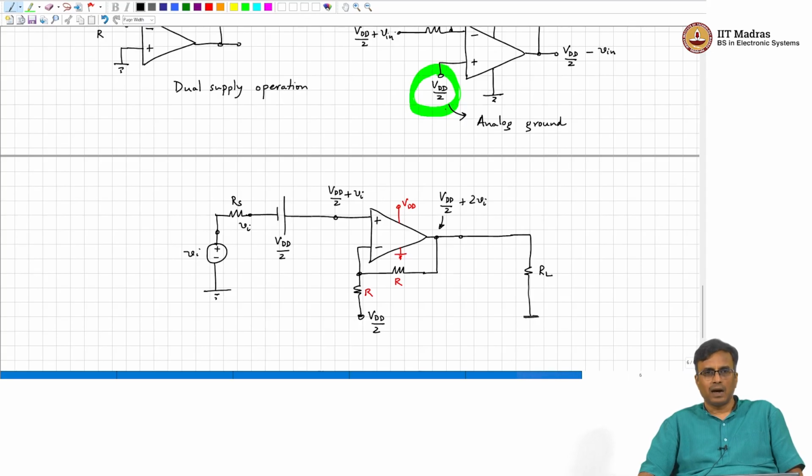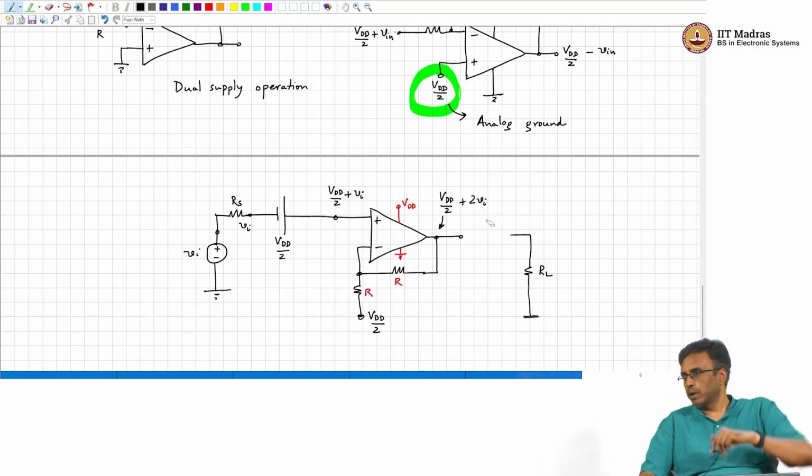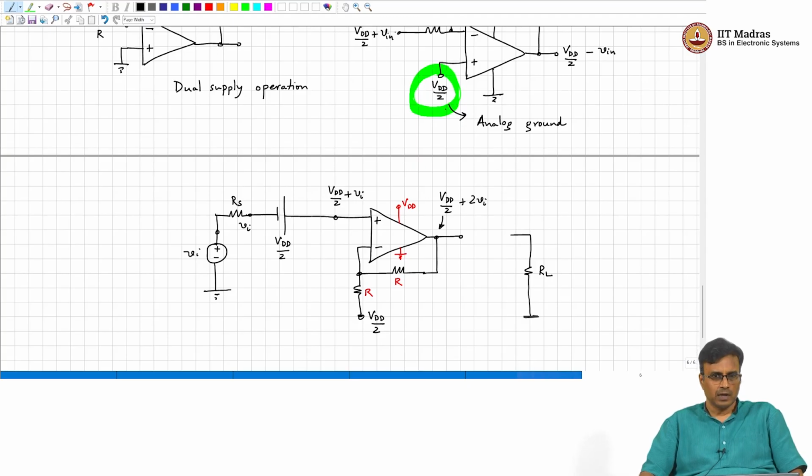VDD by 2 by RL. So, it turns out that many loads also do not like DC current flowing through them. For example, your loudspeaker has a coil wound around a magnet, and if DC current flows through the loudspeaker's input terminals, then it is going to basically demagnetize the magnet. So, that is something that you do not want to do.